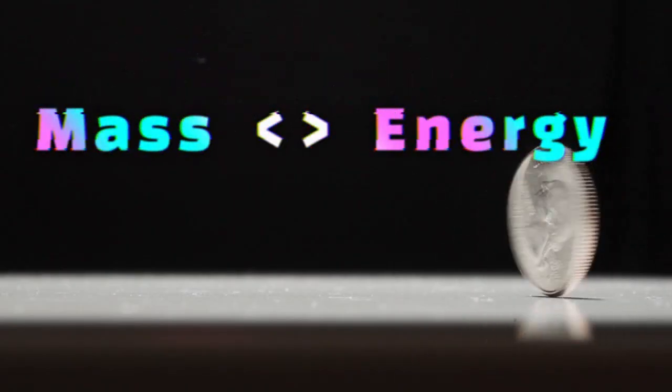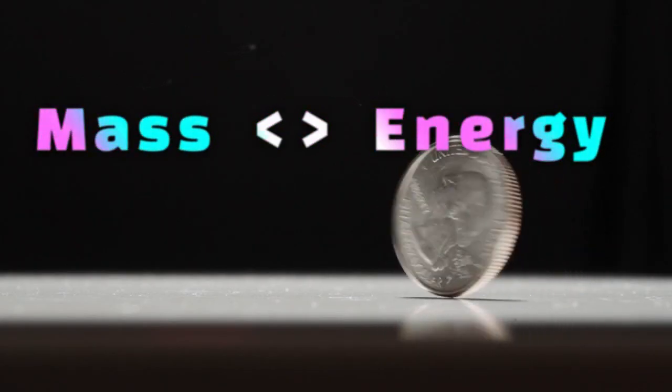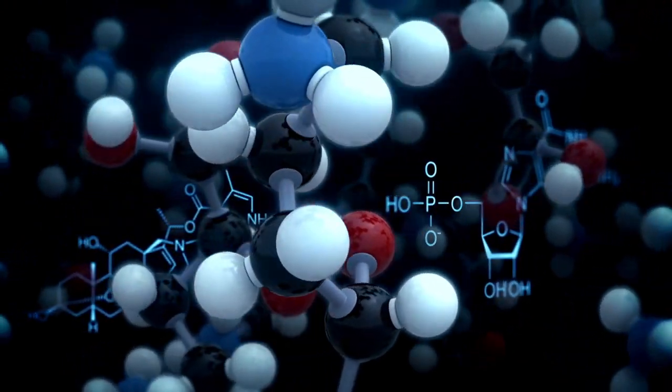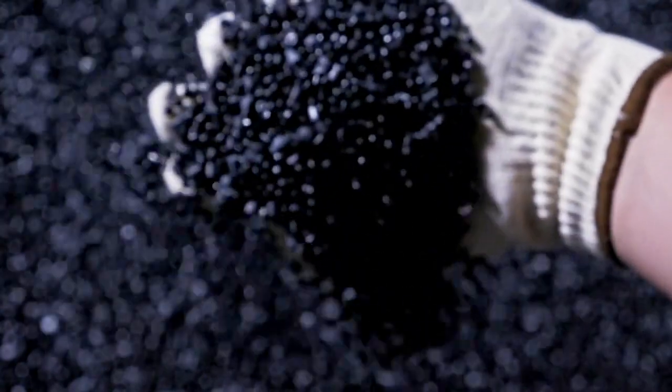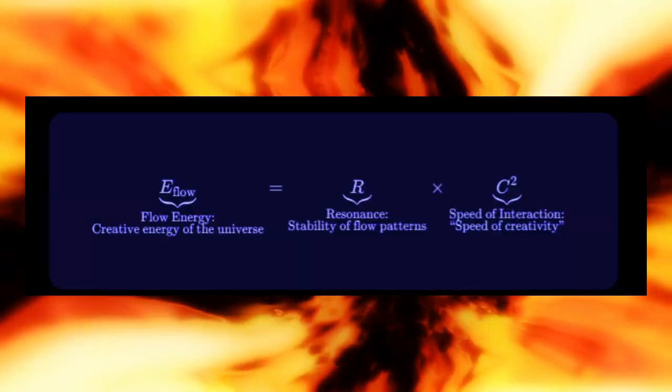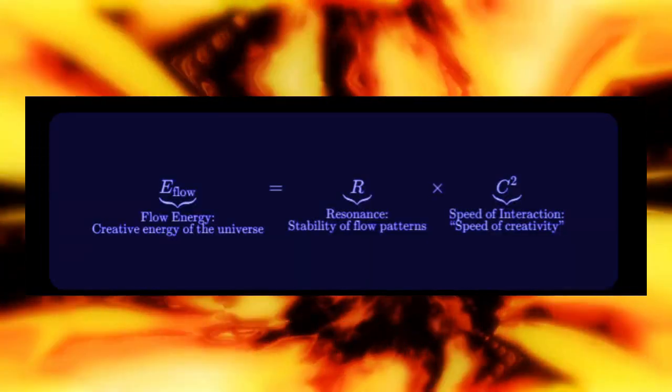Let's take a step back. Einstein's equation, E equals mc squared, is powerful because it tells us that mass and energy are two sides of the same coin. It explains why nuclear reactions release so much energy, why stars shine, and why particles annihilate in bursts of light. But here's the thing. It assumes mass already exists. It assumes that matter is a given, something that we take for granted. But have you ever stopped to ask, why does mass exist at all? What if mass isn't a fundamental property, but an emergent one, something that forms from deeper processes? That's where E-flow equals R times c squared comes in.